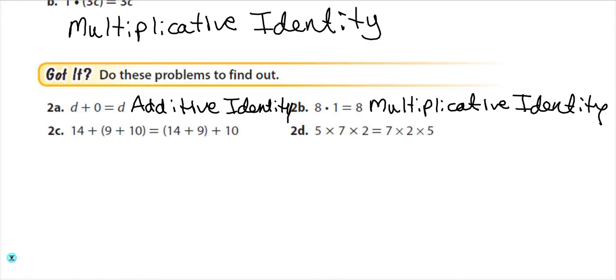And then on 2c, this is kind of a tougher one. So we have 14 plus and then 9 plus 10 grouped together. And then we have a grouping of 14 plus 9 grouped together and then plus 10. So did we actually change the order of anything? No, it still says 14, 9, and 10, 14, 9, and 10. Nothing changed there. All right, what did happen though was the parentheses changed from grouping 9 and 10 together to 14 and 9 together. All right, so we had grouping changes here. And when you change groupings, okay, that's called the associative property. That's what we were talking about up there in the first example.